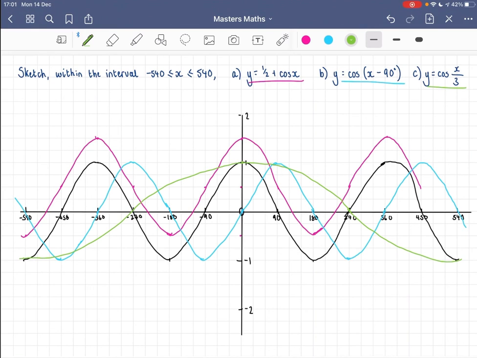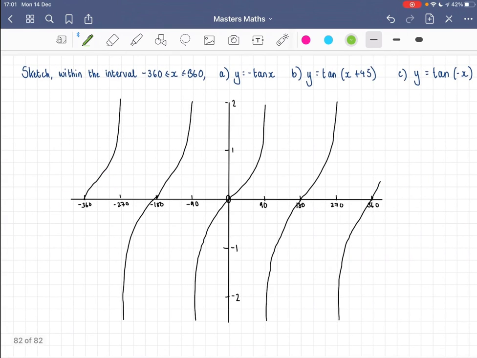That's the transformations on the cos graph, and finally we are going to look at 3 on the tan graph as well. So here we have y equals tan x within the intervals -360 and 360. We are going to do those 3 transformations to it, and then we are finally done.